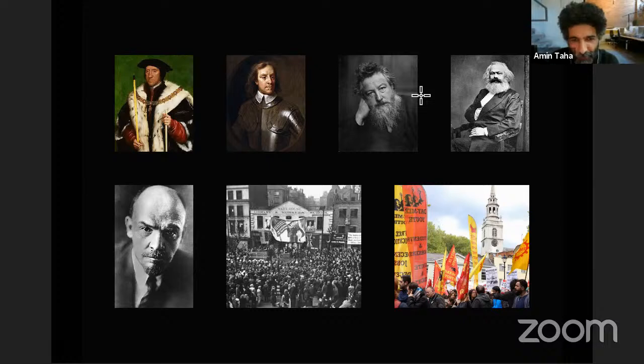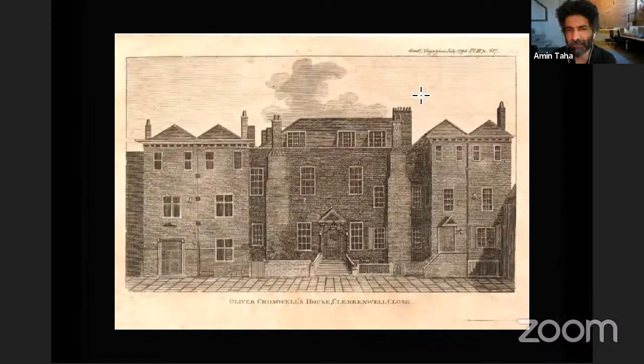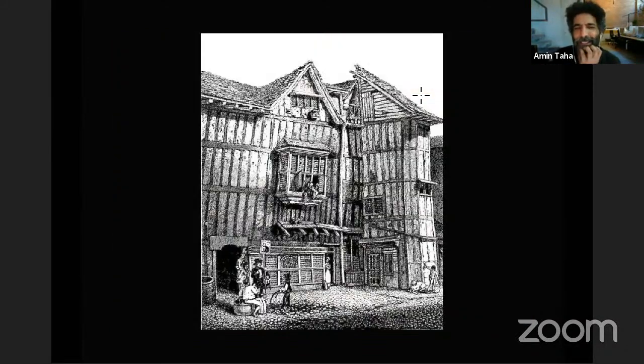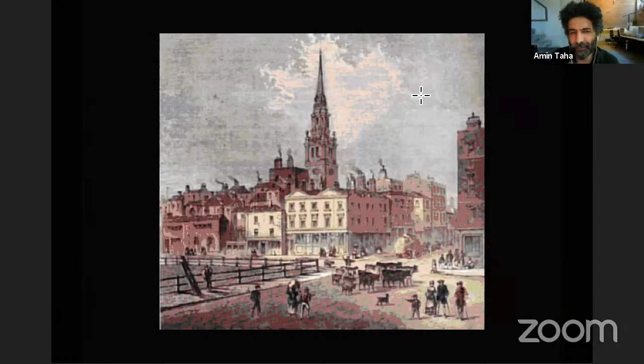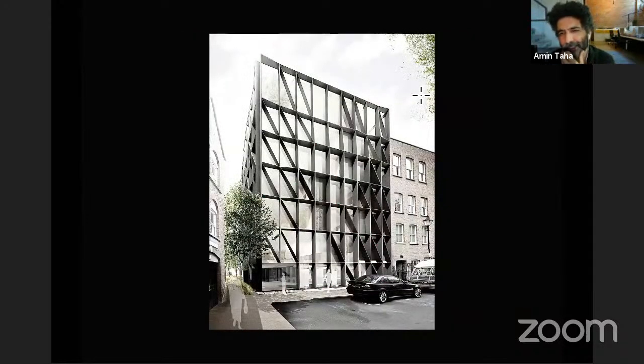These are some of the personalities who have worked in buildings directly adjacent to us. These are the buildings that were demolished to make way for our site: Oliver Cromwell's old house, and some of the adjacent sites even older than that, all replaced eventually by both the Georgians and the Victorians, and more recently by the 1970s. And that was our site.